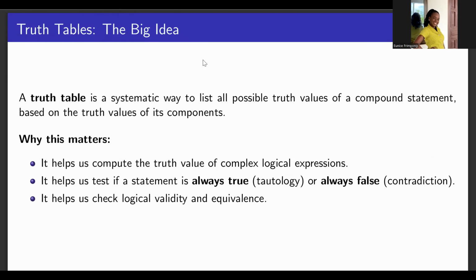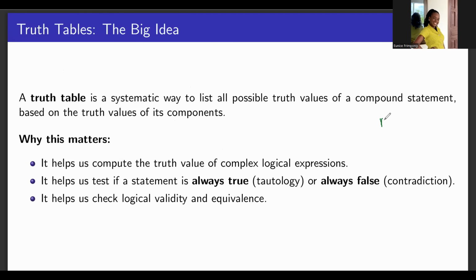So we are coming to truth tables now. A truth table is a systematic way to list all possible truth values of a compound statement based on the truth values of its components. All right, so why does it matter? It helps us compare the truth value of complex logical expressions. When we say complex logical expressions, we mean expressions that are combined. So you've combined a lot of single propositions with various logical connectives.